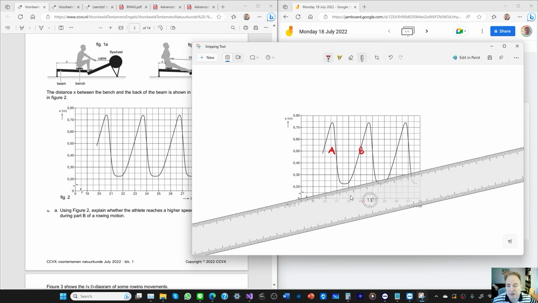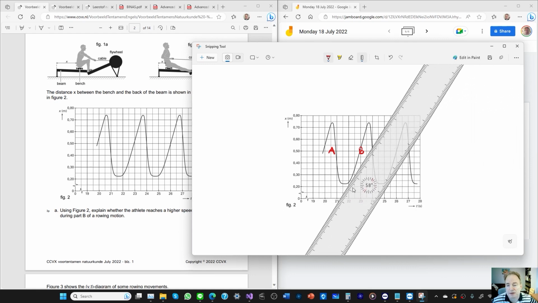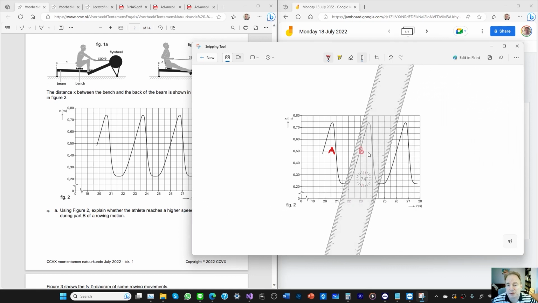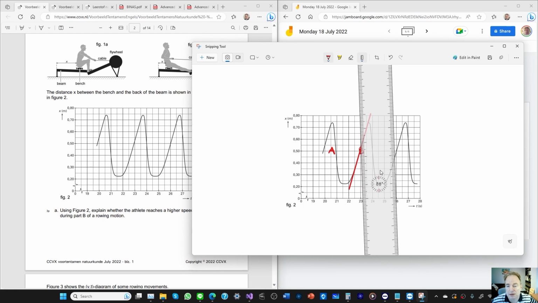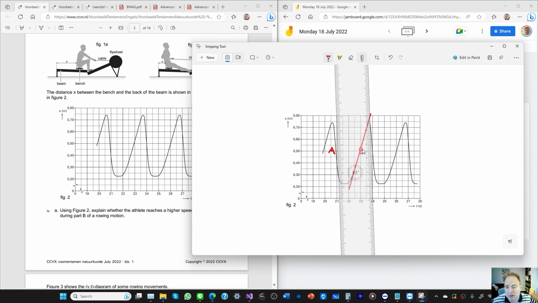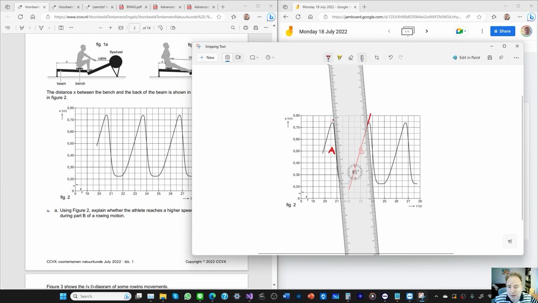So what we then have to do is just figure out which slope is steeper. You can see roughly here what the slope is. And you can already see by how I turn the ruler that I need to turn it at a steeper angle here.